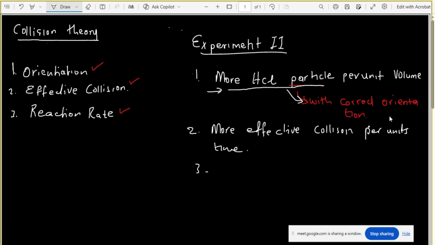If there's more particles with correct orientation, more effective collision per unit time, therefore we can conclude and say the higher the reaction rate. It's the higher the reaction rate, guys. It's always like this. This is always the answer. First thing first, check the concentration. Do you have high concentration or low concentration?